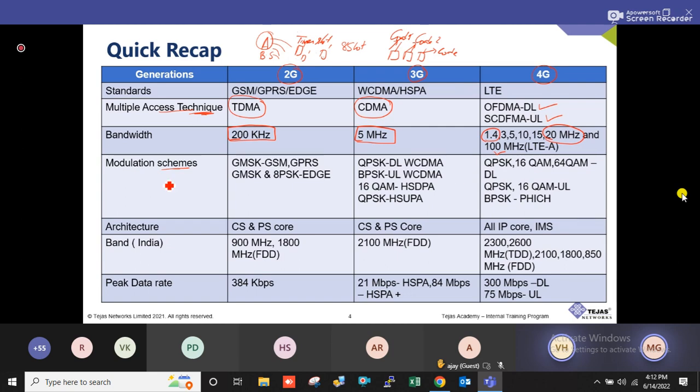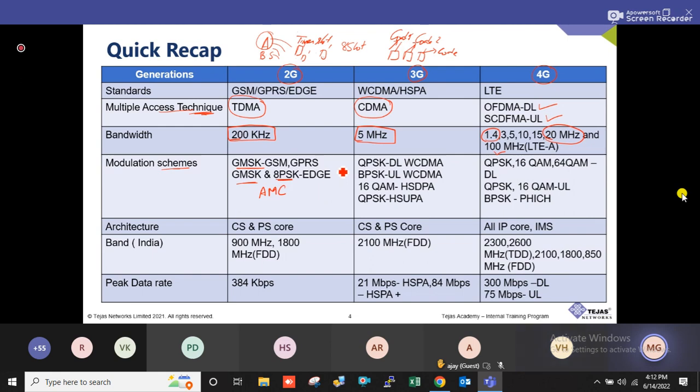The next important factor was the modulation scheme. In GSM, it was GMSK modulation, that is Gaussian minimum shift keying. And in EDGE, we had both, GMSK and 8PSK. That's why we call it adaptive modulation and coding scheme, AMC.